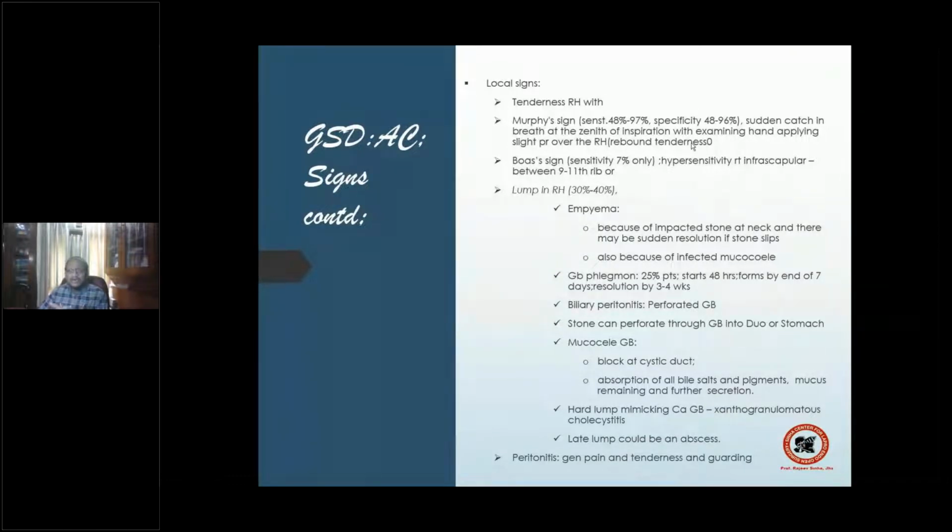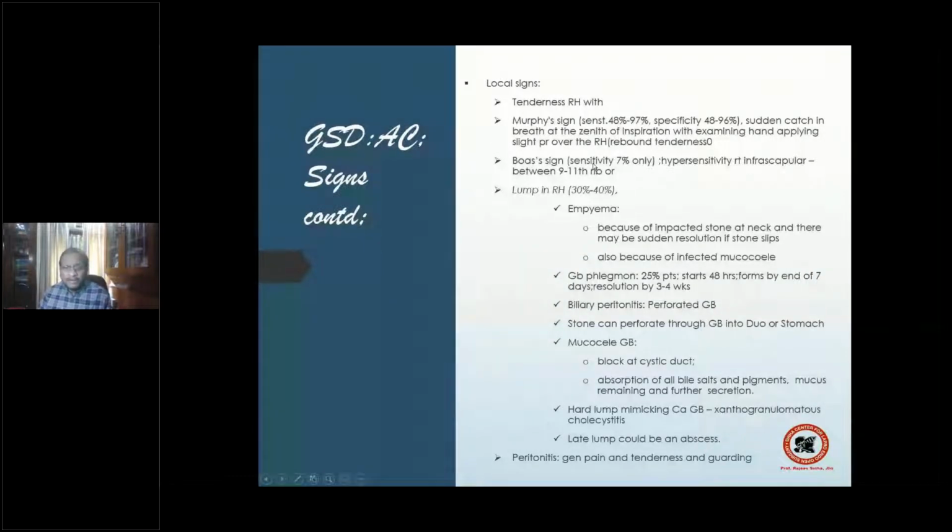The third is a Boas sign. And what is a Boas sign? A Boas sign basically has a sensitivity of only 7%. Remember that. This was mentioned earlier, that's why I picked this up. It is an absolutely non-specific sign. But what is it? It is a hypersensitivity in the right infrascapular area between the ninth and the 11th rib, again because of inflammation of the posterior parietal peritoneum, right? But look at the sensitivity, 7%, so you can tend to forget it if you want to, but if you want to remember it, you should remember that's a highly insensitive sign for acute cholecystitis.